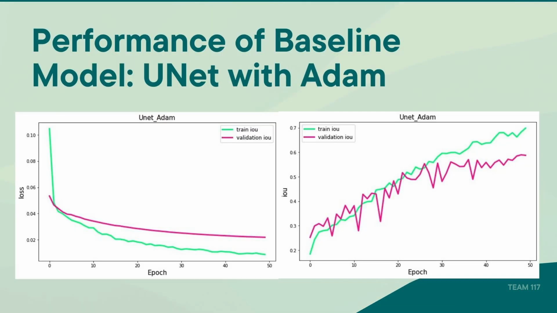This is the performance of the baseline model UNet with Adam. The first graph shows the training and the validation loss over 50 epochs. The second graph shows the training and validation IOU over epochs.